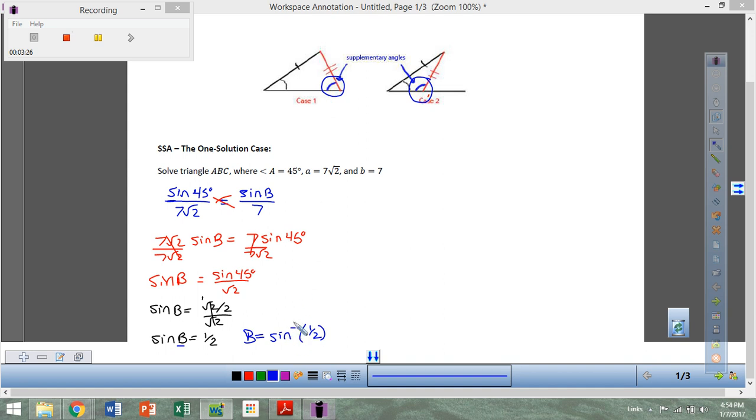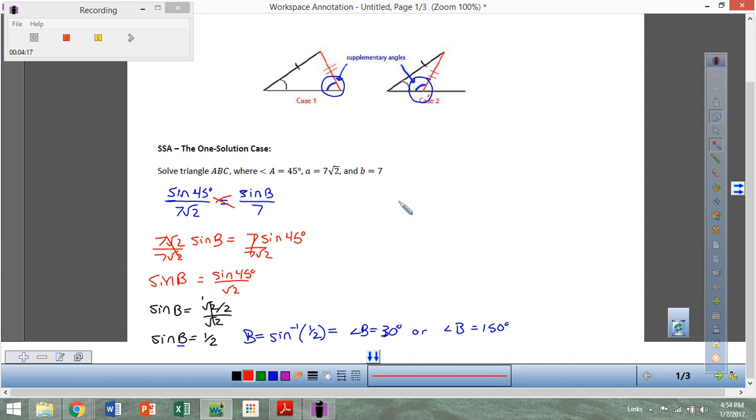So if I'm trying to find what angle has a sine of 1/2, we've actually got a couple, right? Angle B could be 30 degrees. If I look at my unit circle, or if I plug this into a calculator, inverse sine of 1/2 is going to tell me 30. But there's another angle between 0 and 180 that has a sine of 1/2, and that is 150 degrees. Right? So those two angles both have a sine of 1/2. So this is why I'm going to have some different options that come up.